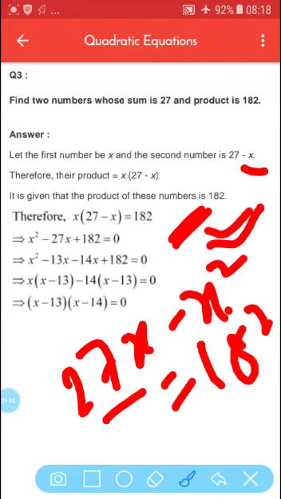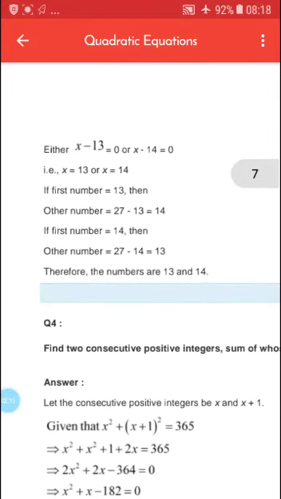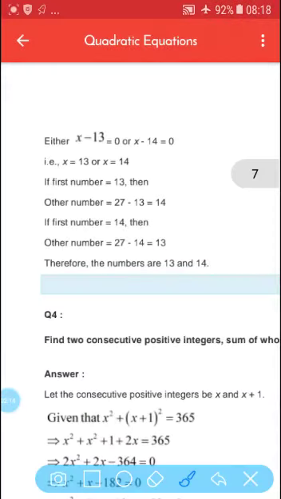So if we take common x, we get x minus 13, and from minus 14 we take common, x minus 13. So this one is (x minus 13)(x minus 14) is equal to 0. Now let us find the solution here. As I explained in the theory part, we have to find the roots also after doing factorization by splitting the middle term. So x minus 13 is equal to 0, and x minus 14 is equal to 0. If the first number is 13, the next number will be 27 minus x, so 27 minus 13 is equal to 14. If you take the first number 14, then the other number will be 27 minus 14 is equal to 13.